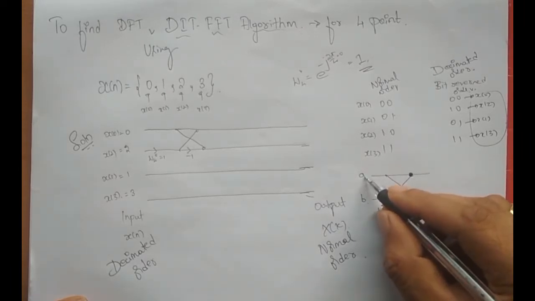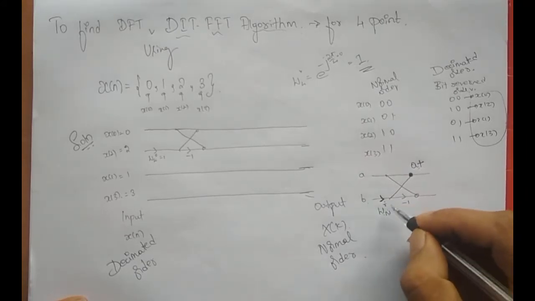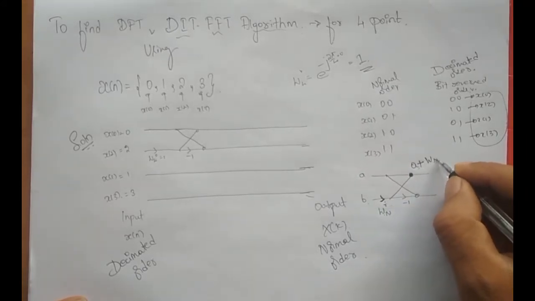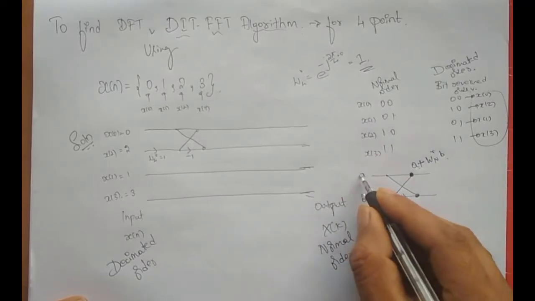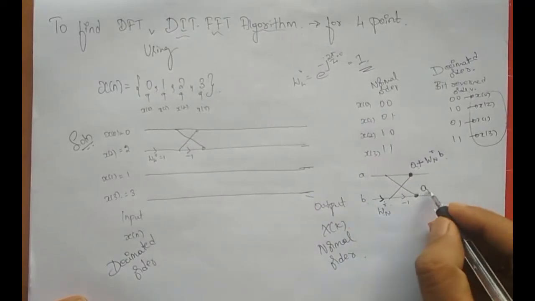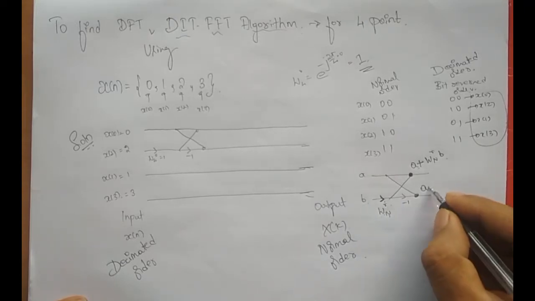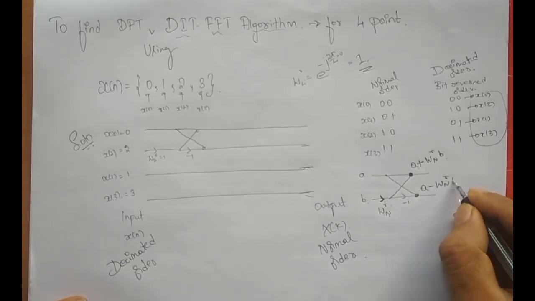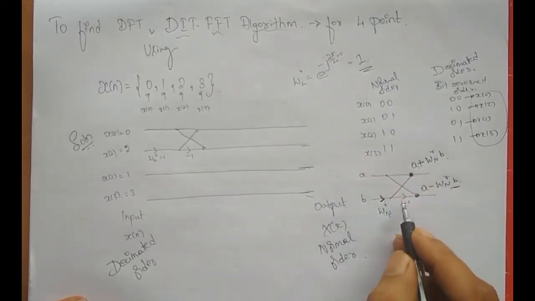So what do I have here? A coming here, added with what? B scaled by Wn power r. So Wn power r times b, right? And what do I have here? I have A coming here and this is added with what? B scaled by Wn power r with minus 1. So I end up with minus of Wn power r times b. Okay, so this is the computation we do for a single butterfly.